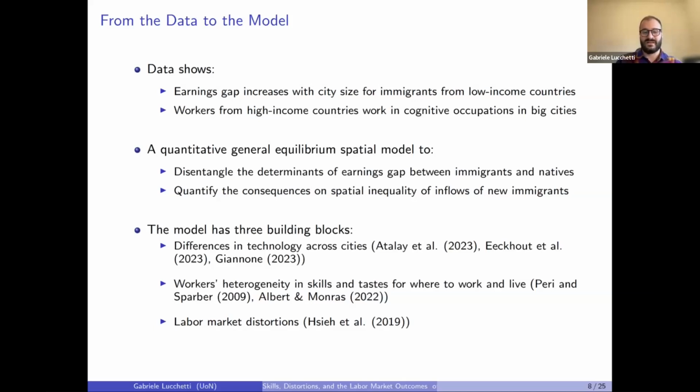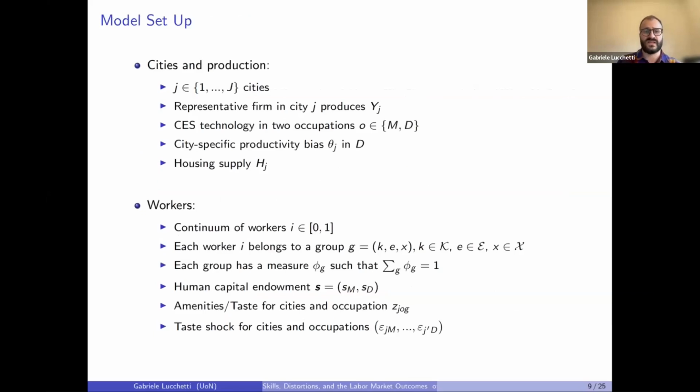First, I need heterogeneity in technology across cities, as documented by Atalay and co-authors, or Eckhout and co-authors, or Elisa Giannone in these recent papers. At the same time, I need to embed in the model heterogeneity in skill and taste for where to live and work. And for this, I'm going to follow Perrin Sparber and Albert and Moraz. And finally, I'm going to model labor market distortion following C and co-authors in this Econometrica paper. So what's the setup of the model?